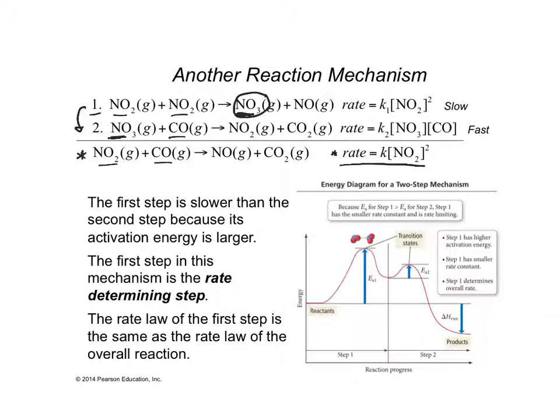Something that is made in an early step and then used in a subsequent step, we call that a what? It's an intermediate, right? So NO3 here is an intermediate.